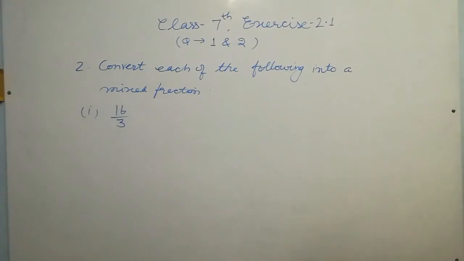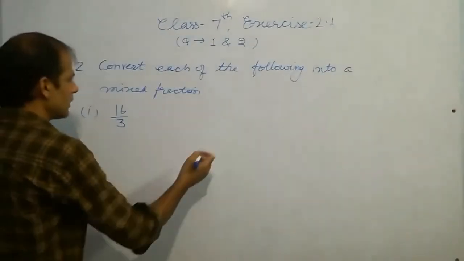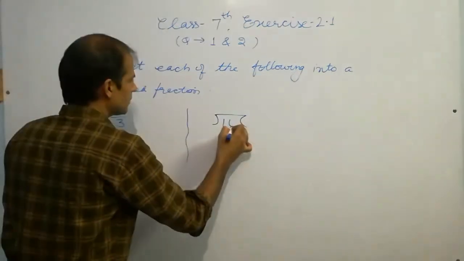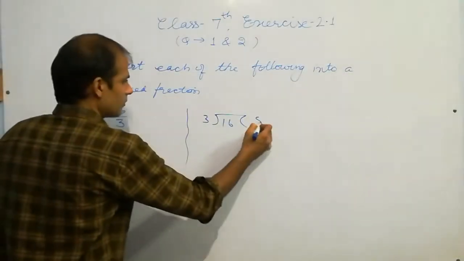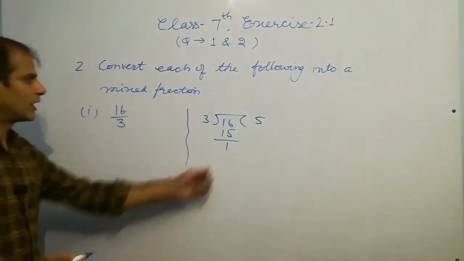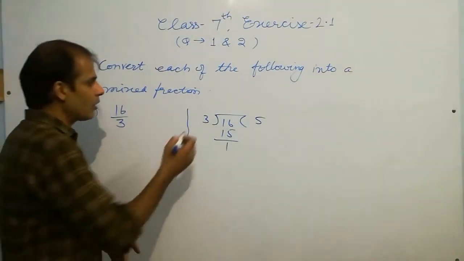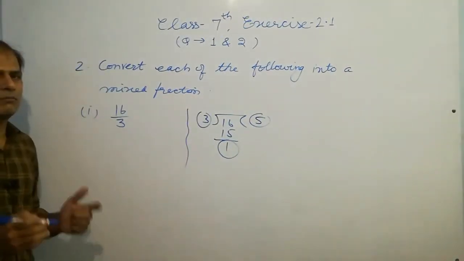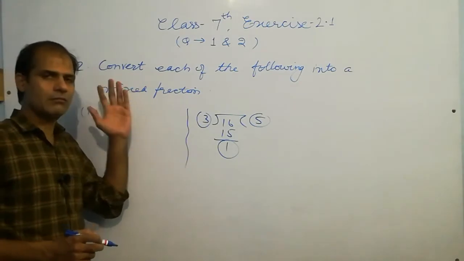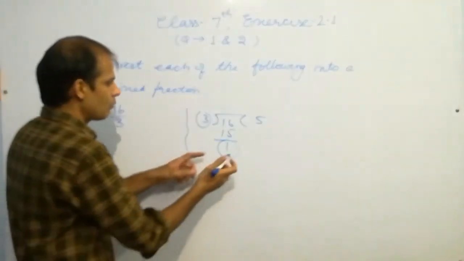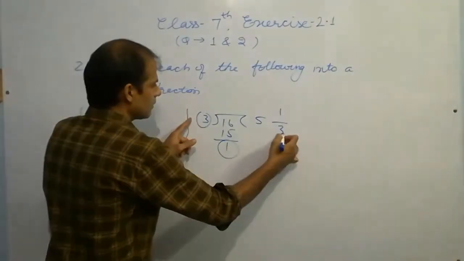A mixed fraction is obtained when the numerator is bigger than the denominator. See, this is your rough work. Divide 16 by 3. 3 5s are 15. After subtraction we get the remainder 1. Now these three values are used to write this fraction into a mixed form. You can also say mixed fraction. So 5 will be as it is. Now 1 becomes the numerator, 3 becomes the denominator.